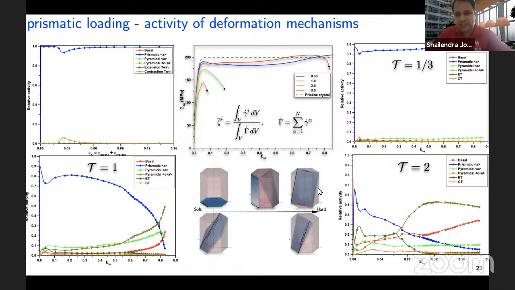The pyramidal C plus A slip mode, which I mentioned is one of the hardest modes plastically, starts getting activated, and that produces the hardening effects that we just saw.